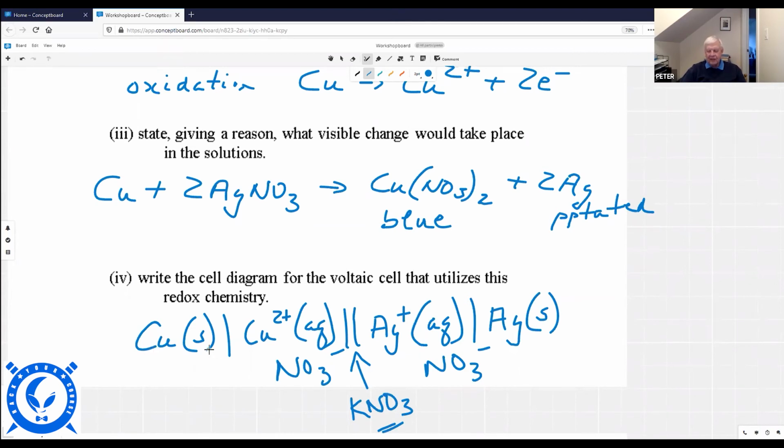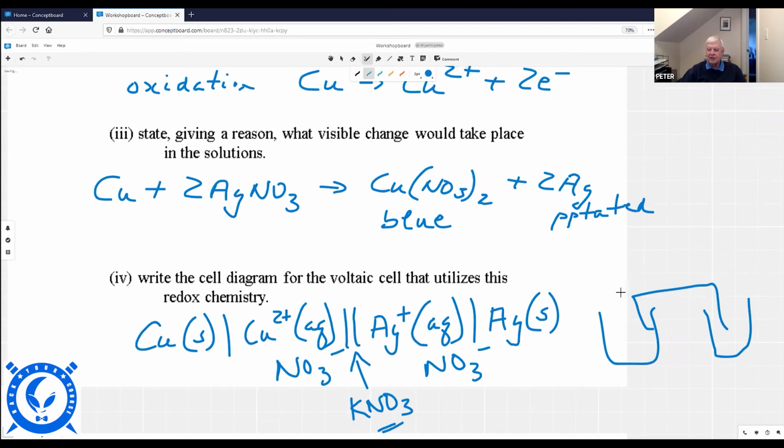Or as I say, they could also ask you to draw the picture. You know, the two beakers, the salt bridge, electrodes, the wires, and they could ask you which way electrons are being transferred. You know what I'm talking about? I'll just do a quickie sketch here.